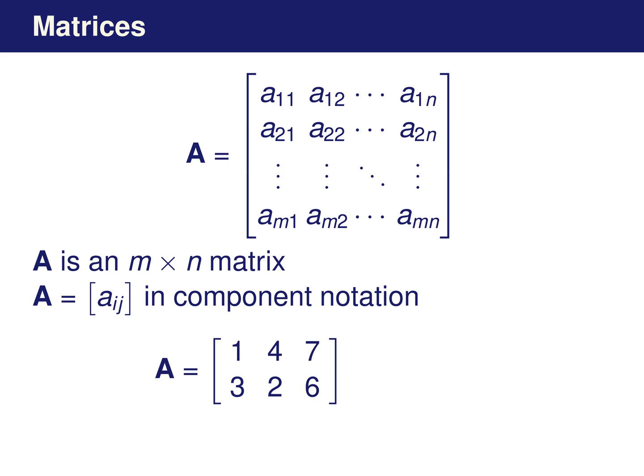For example, consider the 2 by 3 matrix. The value of element A13, which lies in row 1 and column 3, is 7. The value of element A21, which lies in row 2 and column 1, is 3.